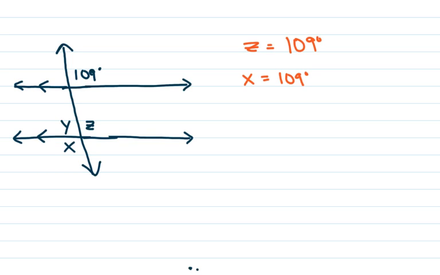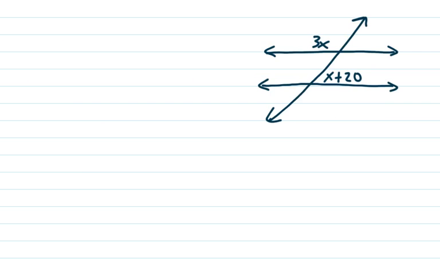You could also have noticed that angle X and the angle that was 109 degrees were alternate exterior angles, which also makes them equal. And then you could look at angle Y. Well, that's a linear pair with X or Z, and so you would do 180 minus 109, and you'd get 71 degrees for angle Y. And so you can see just knowing these relationships gives you the ability to find several pieces.